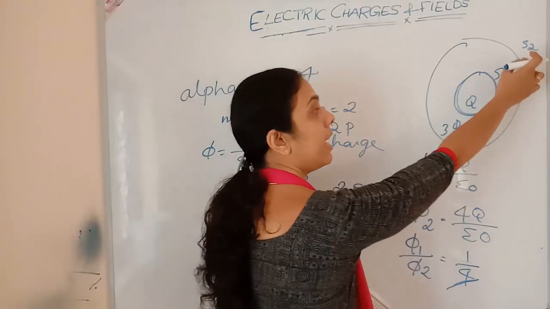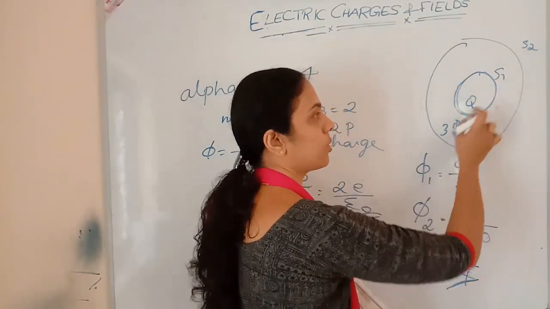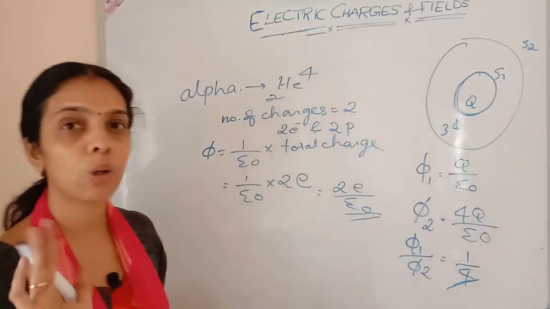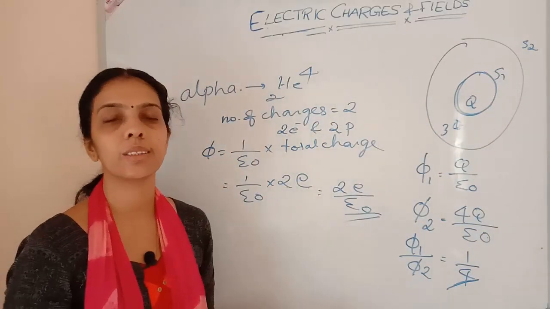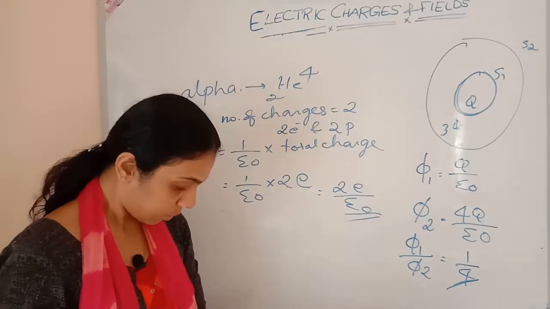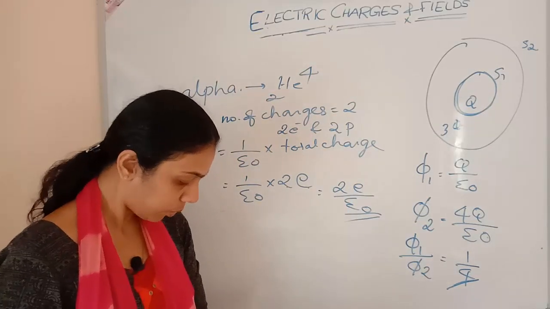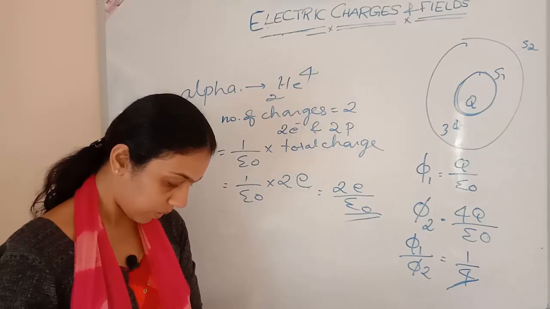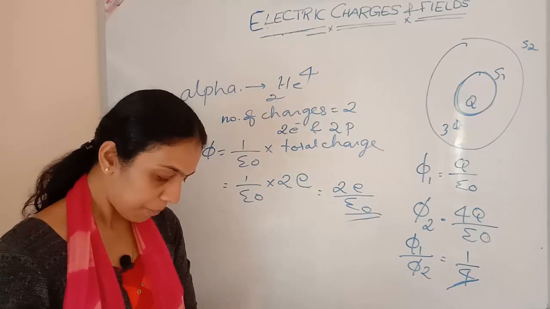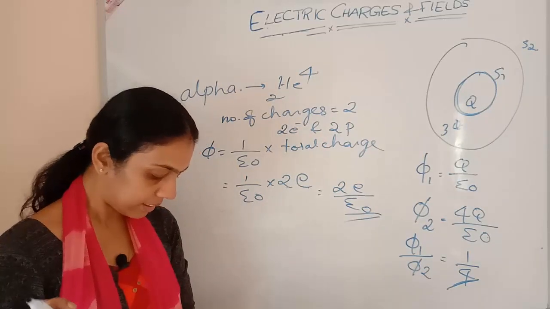So this is how we find the total charge. In S2, Q is there and 3Q is also there. But in the case of S1, this 3Q is an outside charge, not inside. So only the inside charges we consider in the case of Gauss law. So the next one is: what would be the electric flux through S1 if air is replaced by a medium of dielectric constant 3?